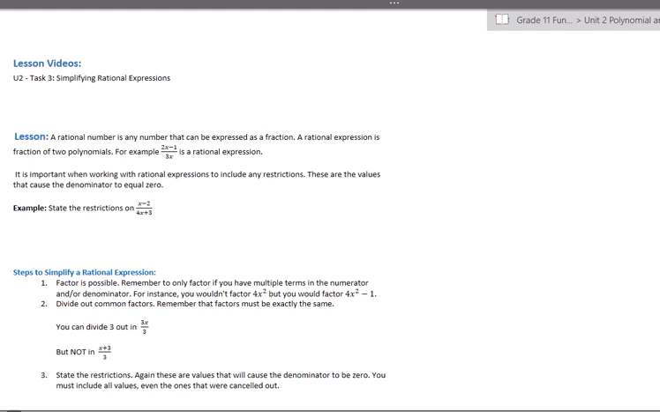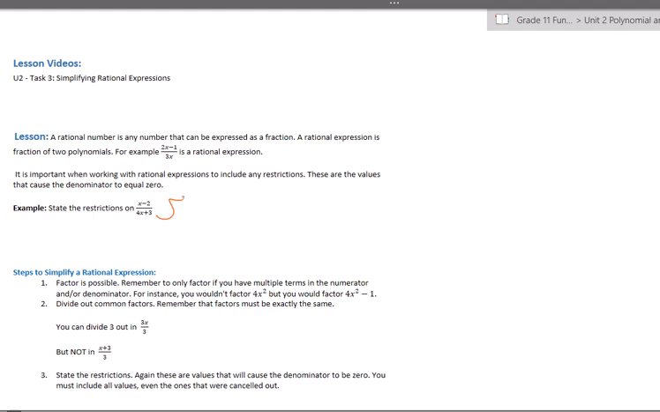So for example, 2x minus 1 over 3x, that is a rational expression. It is important when working with rational expressions to include any restrictions. These are values that cause the denominator to equal 0. So for example, we want to state the restrictions on x minus 2 over 4x plus 3. Restrictions always occur when your denominator equals 0.